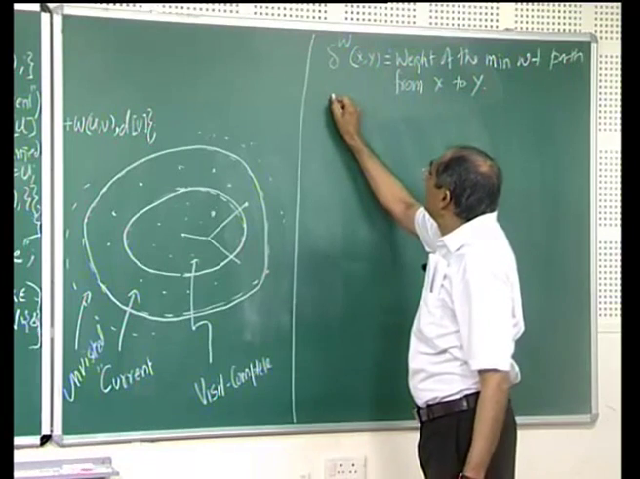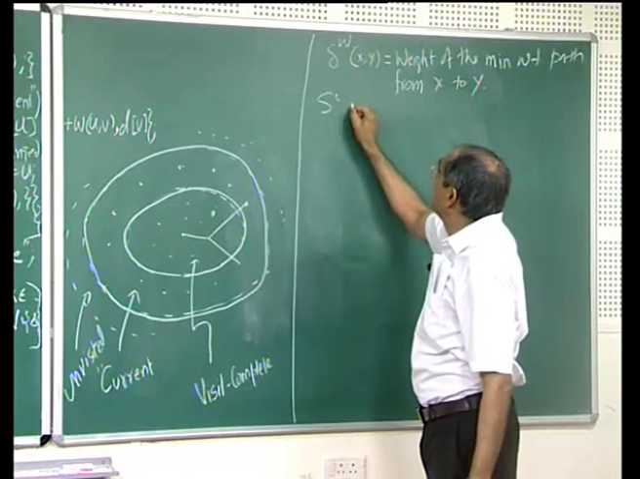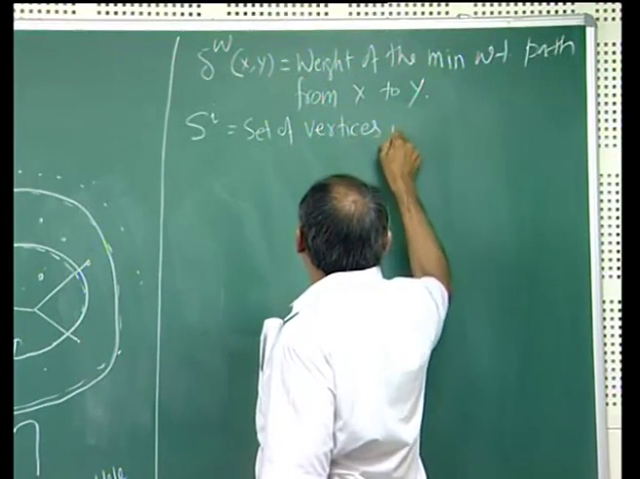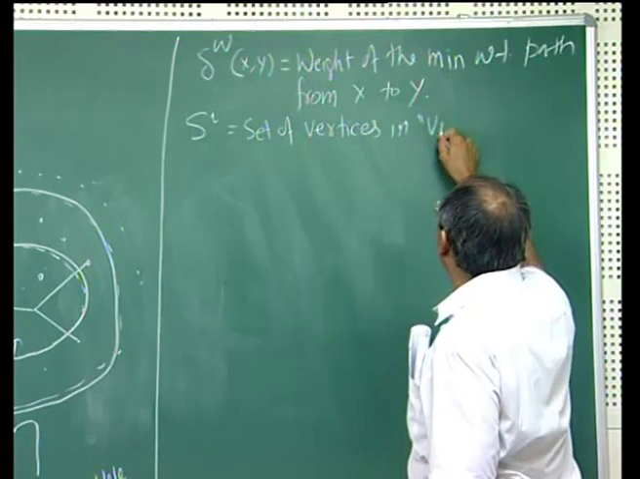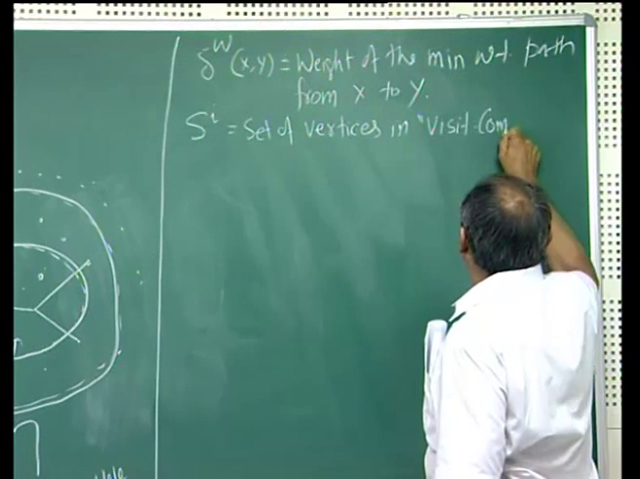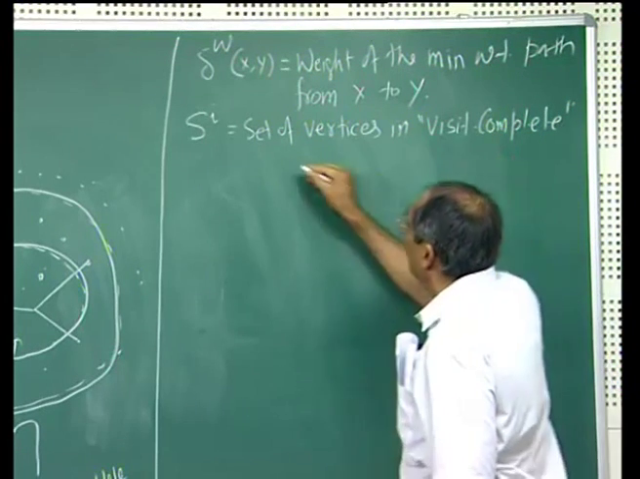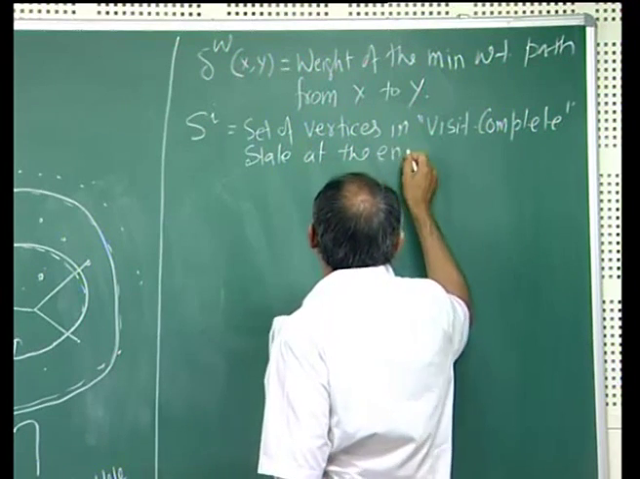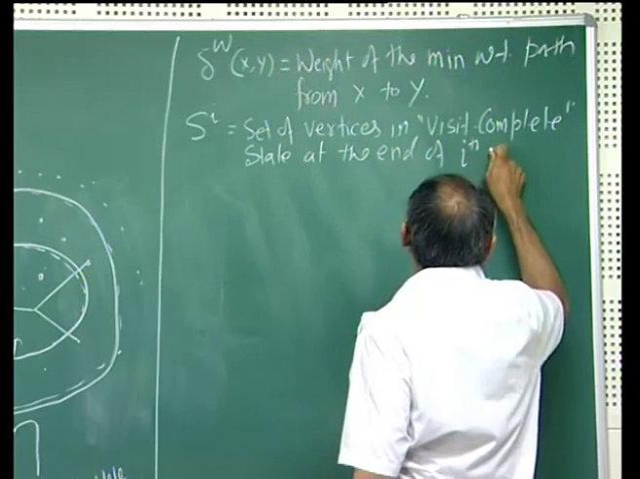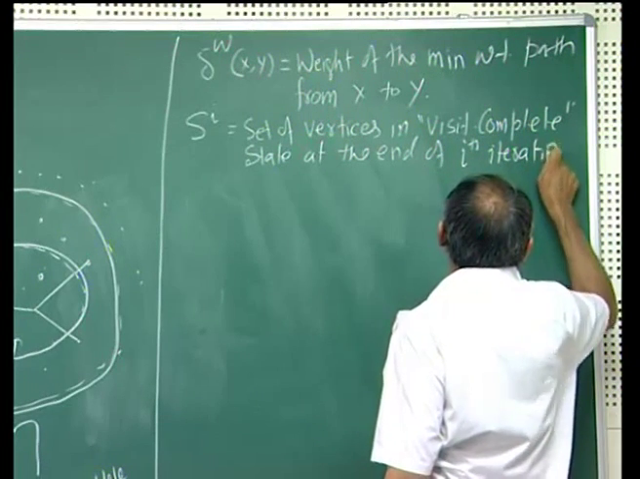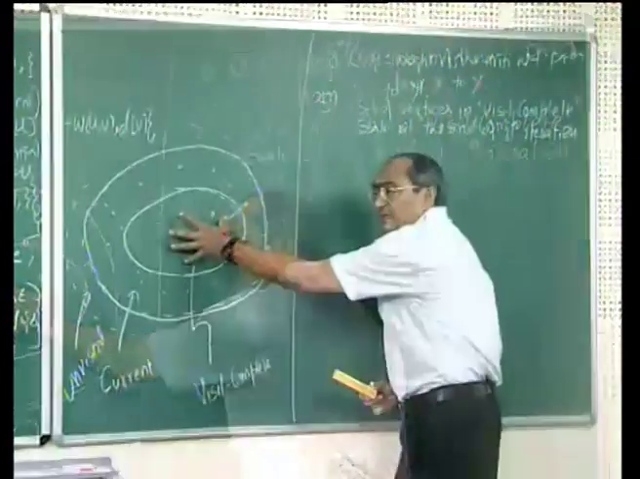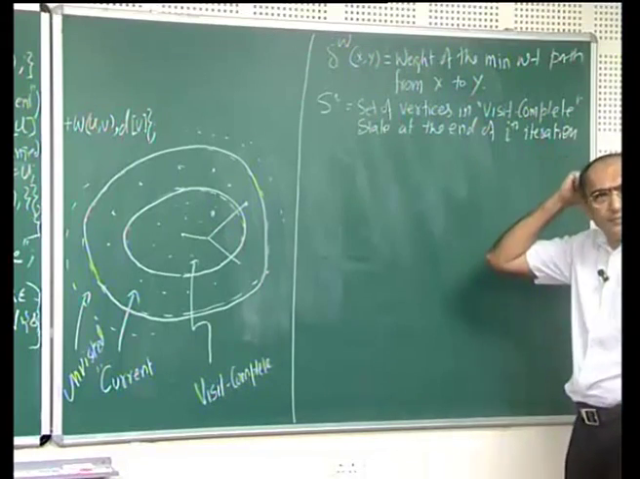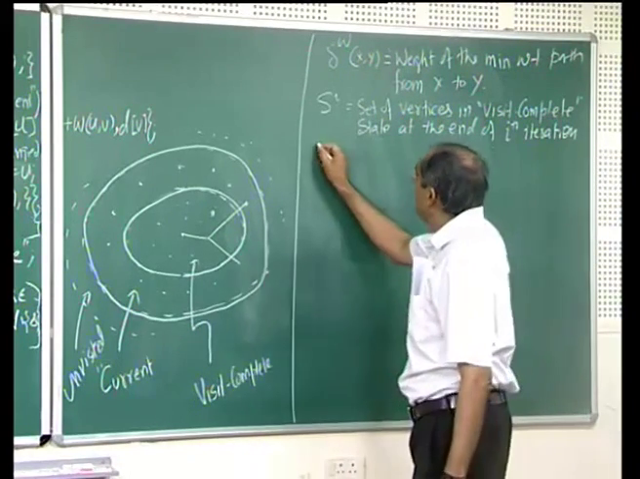Let us denote by Si the set of vertices in visit complete state at the end of ith iteration. That is this set of vertices at the end of the ith iteration. I will denote them by Si.